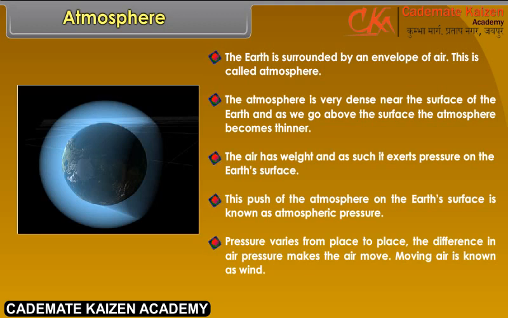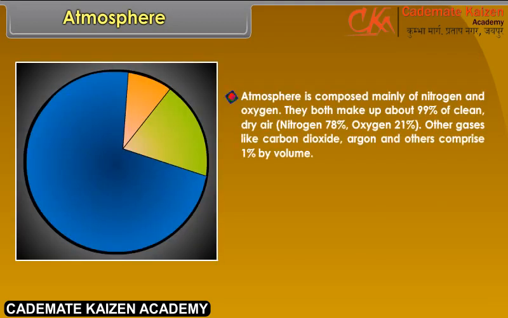Pressure varies from place to place. The difference in air pressure makes the air move. Moving air is known as wind. The atmosphere is composed mainly of nitrogen and oxygen. They both make up about 99% of clean, dry air. Nitrogen 78%, oxygen 21%. Other gases like carbon dioxide, argon and others comprise 1% by volume.